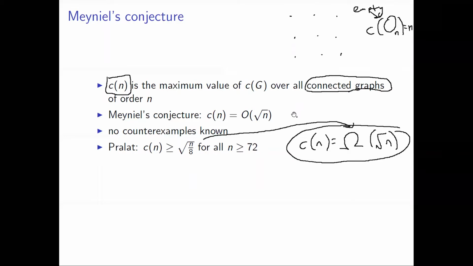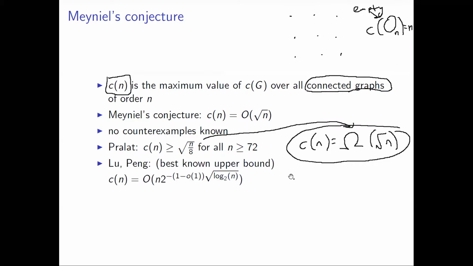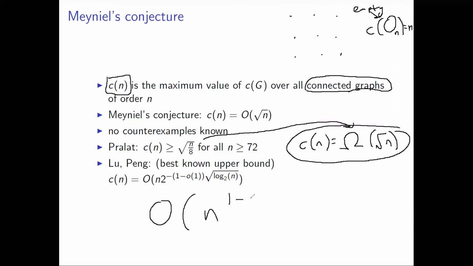Now, you might wonder, we talked about some lower bounds here, this Frankl bound and many others that are known. What about upper bounds? So Meyniel's conjecture, what's the best upper bound that's known for this C(n)? And the best known upper bound is only slightly sublinear. So that one looks complicated. You could write it like this. So that's the best known upper bound for C of n.